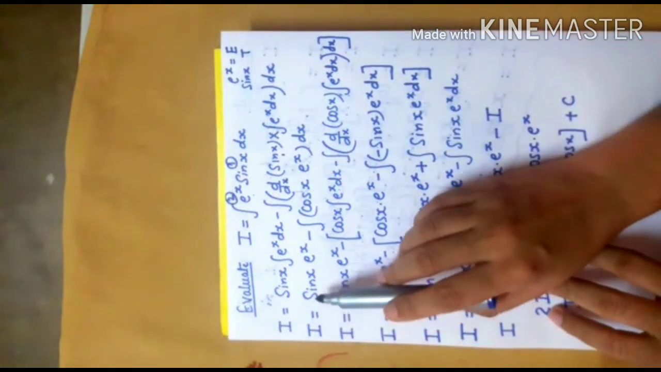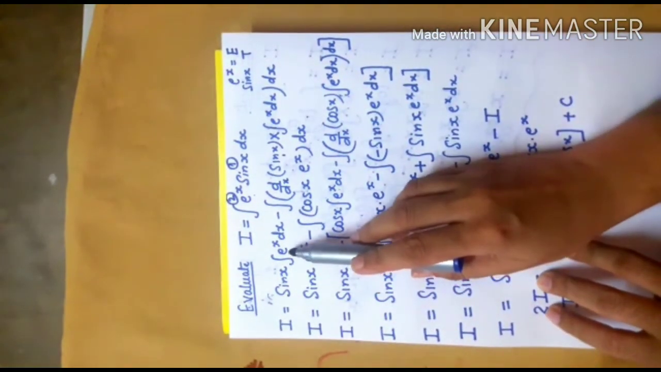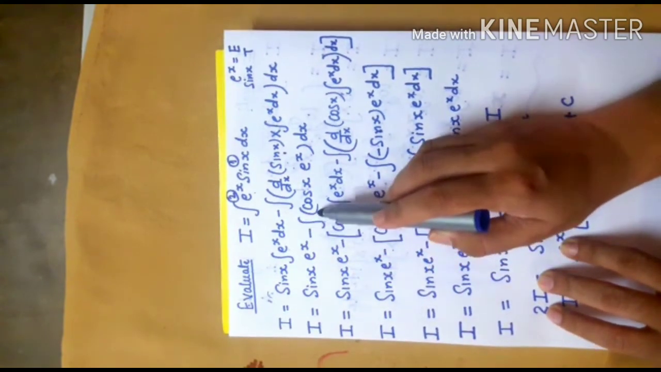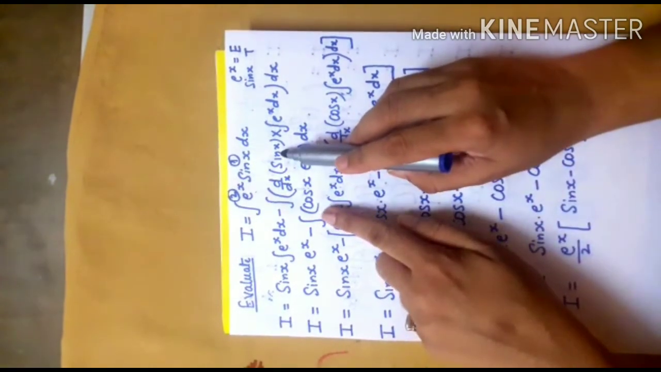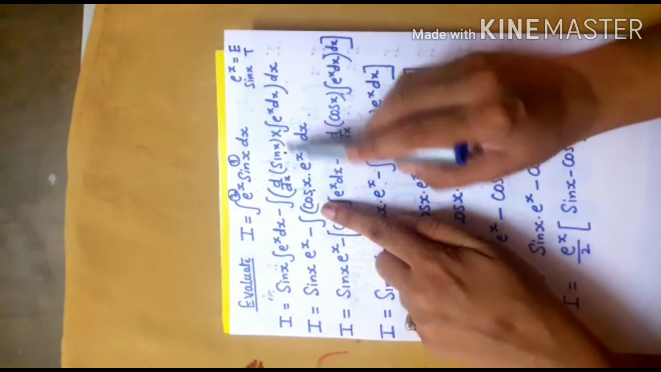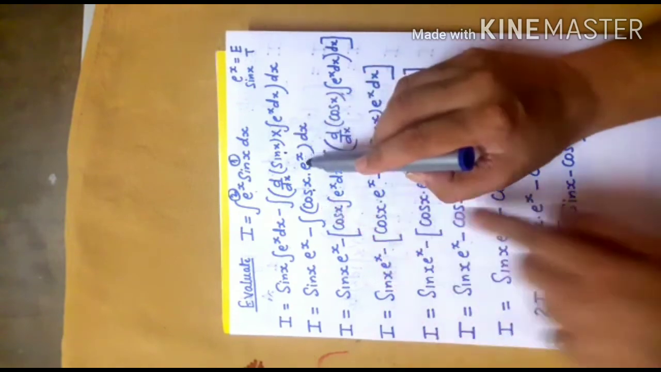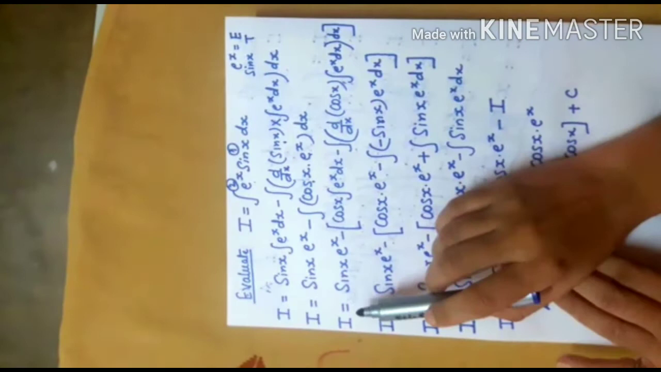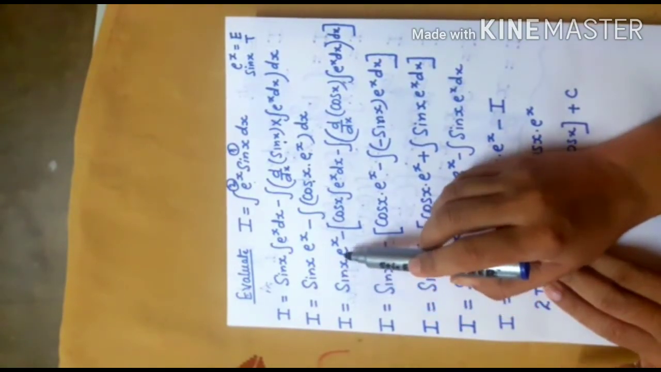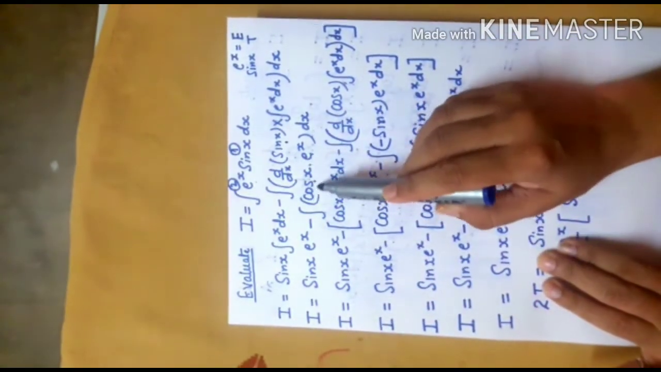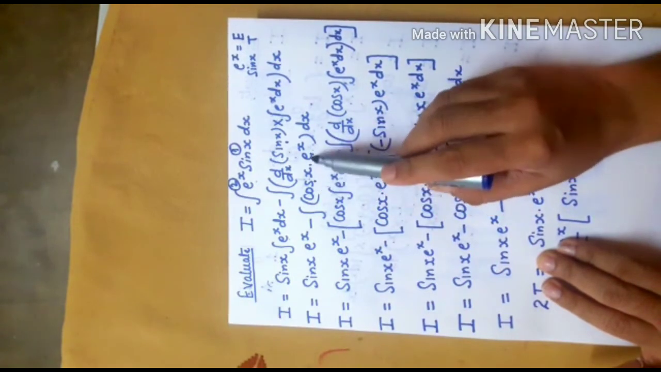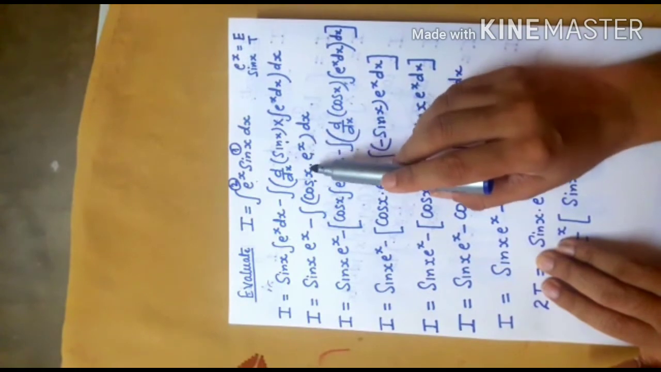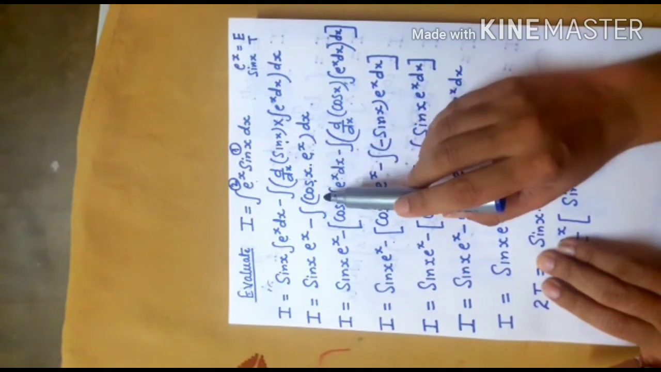Let's evaluate. Sin x into, what is integral of e to the power x? It is e to the power x minus integral. What is the derivative of sin x? It is cos x into integral of e to the power x, which is e to the power x dx. So I'll get sin x into e to the power x. Now here also you can see that integrand is the product of two functions, cos x and e to the power x. So I'll apply the integration by parts again.